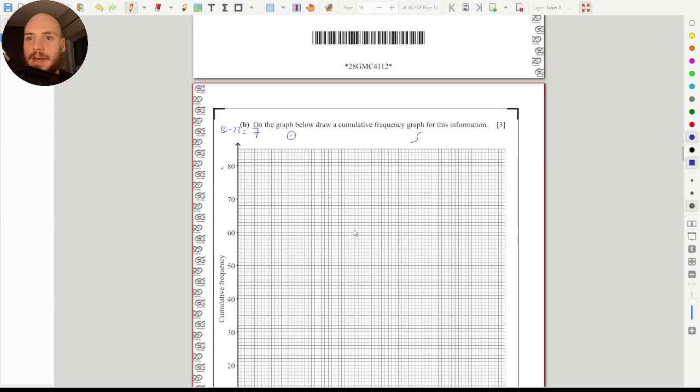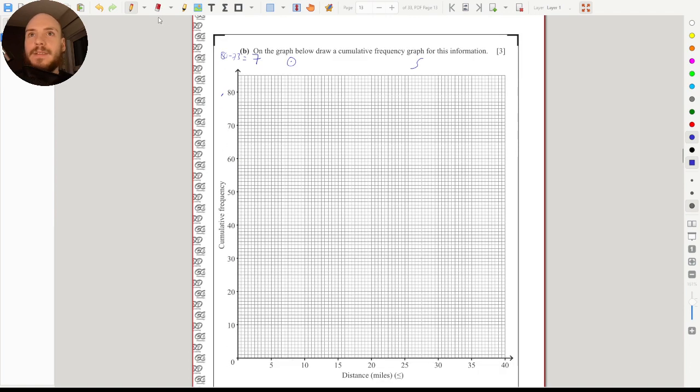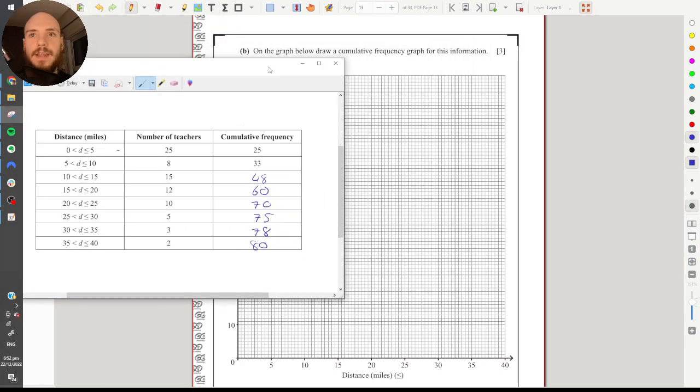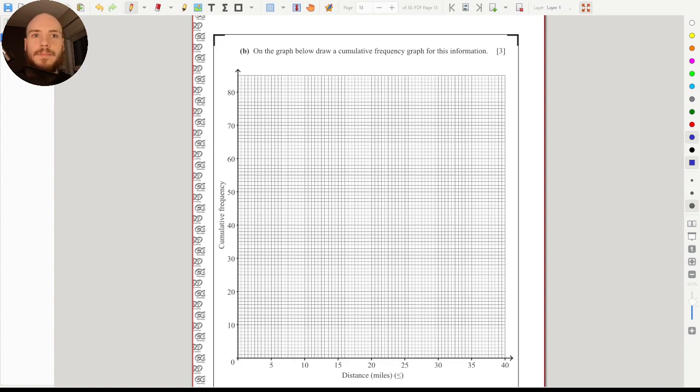Let's take a stab at plotting this cumulative frequency plot. Give me 1 sec. Okay, these are the values that I have here. You're not going to see them, but I have them on my other screen. So what I'm going to do is, it's 5 and it goes up to 25. So 5 up to 25 it'd be here.